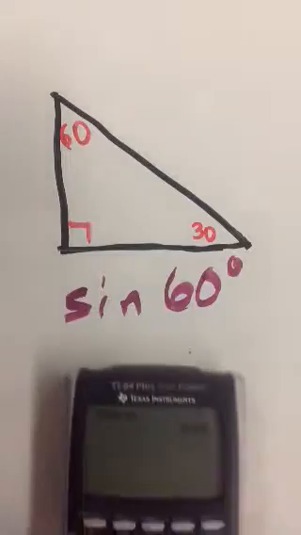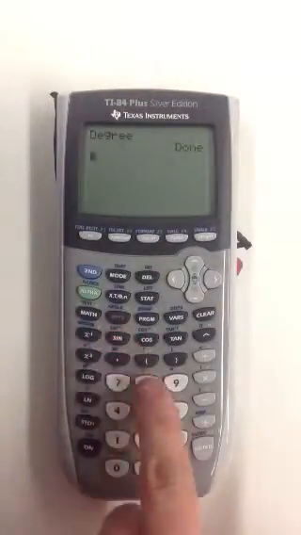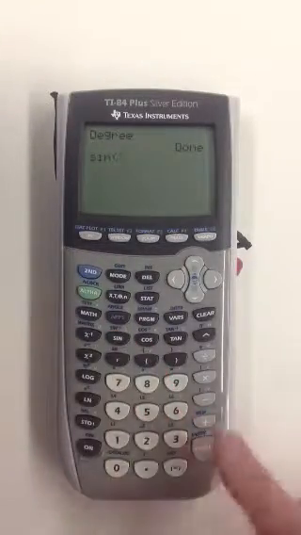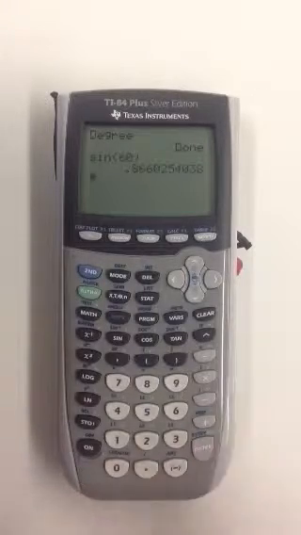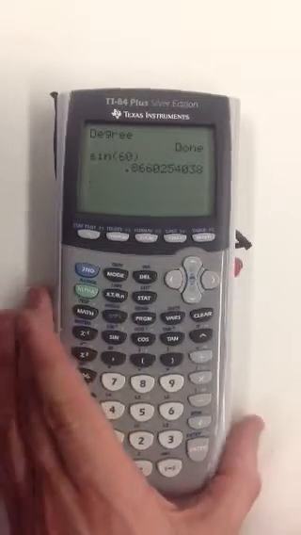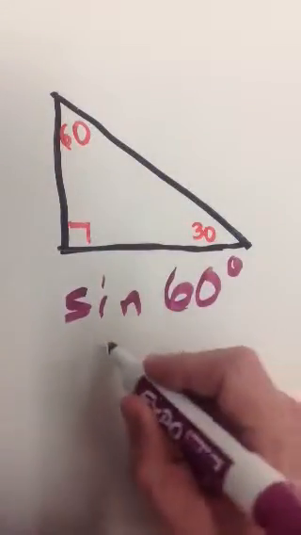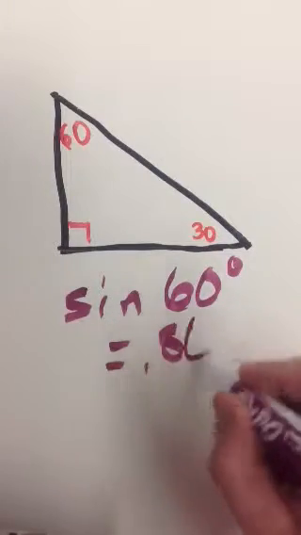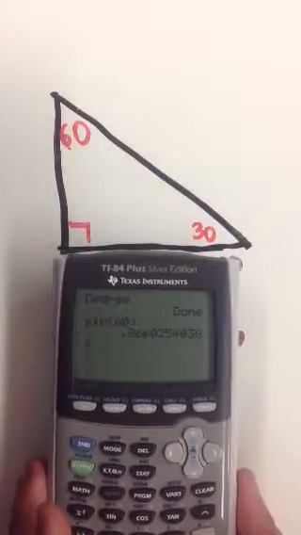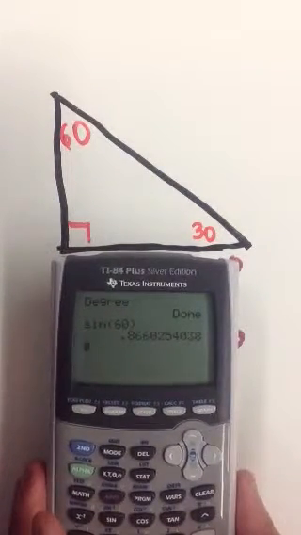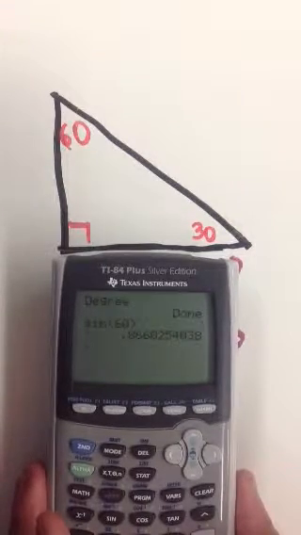Alright, so again we want to find the sine of 60 degrees. So all we do is hit sine, right there, and put in 60. Close our parentheses and hit enter. And we know that the sine for 60 degrees as a decimal is 0.866. We're going to round to 3 decimal places. 0.866. Now most of the times we left these as fractions. Obviously with the graphing calculator you're going to have to work with decimals, and that's just fine.